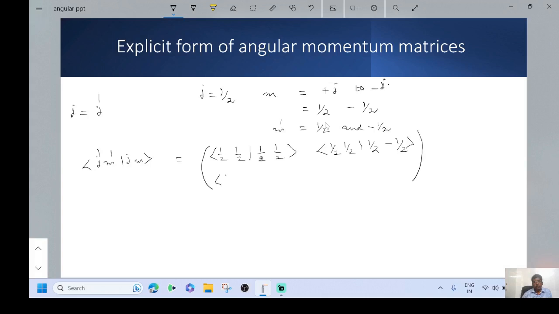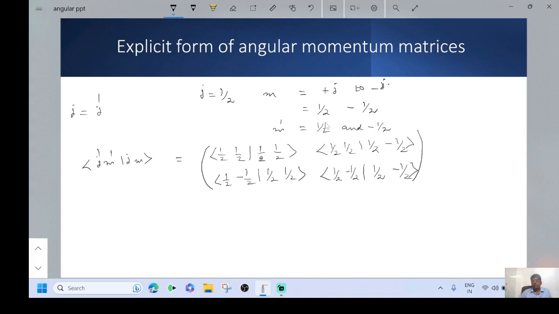Then here j dash is half, m dash is minus half, j is half, m is half. Here half, m dash is minus half, j is half, m is minus half.